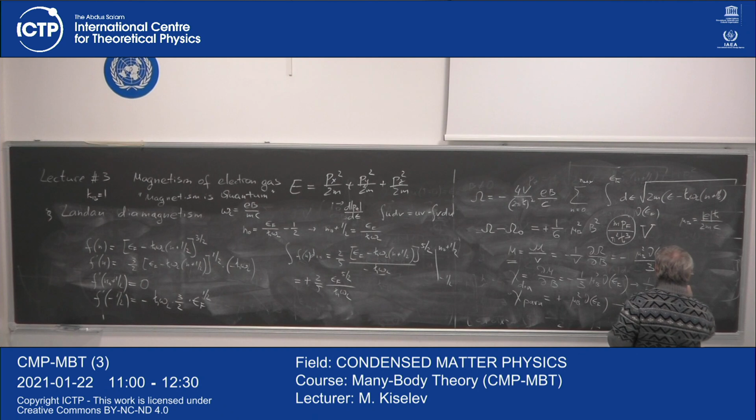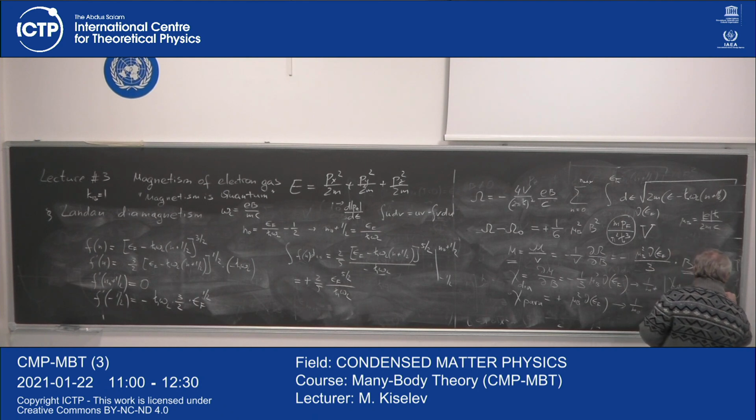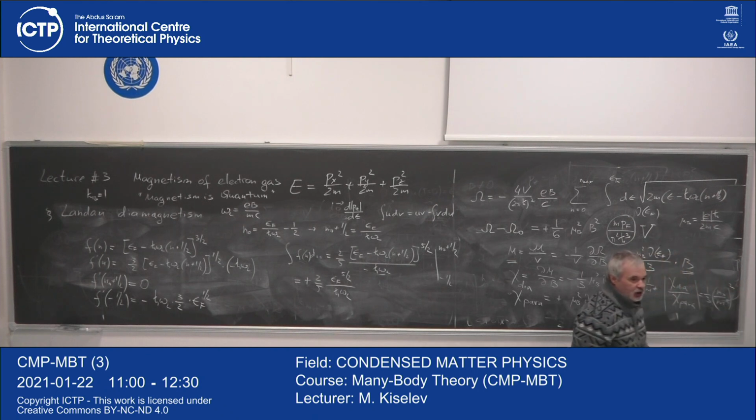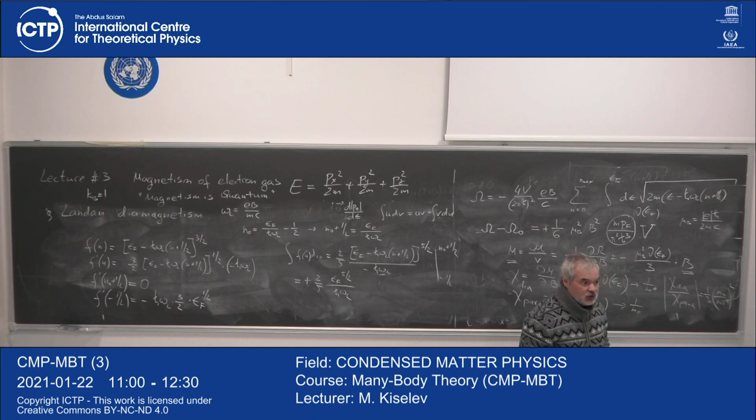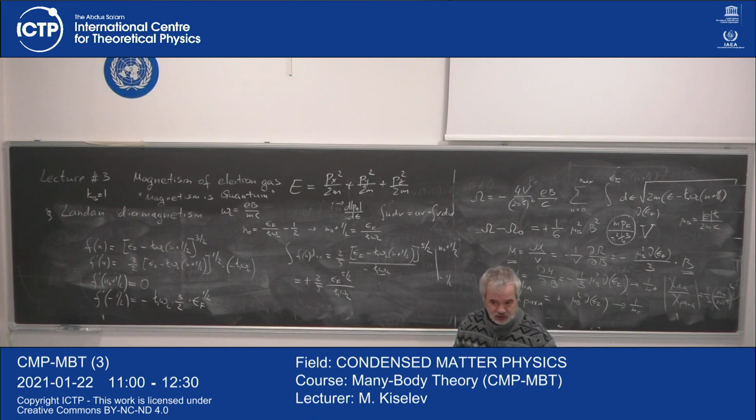Therefore, chi diamagnetic divided by chi paramagnetic in modulus is equal to 1/3 times (m naught over m star) squared. If m naught over m star, squared, is larger than 1/3, then the diamagnetic response can be bigger than the paramagnetic one, and as a result, the metal possesses diamagnetic properties.